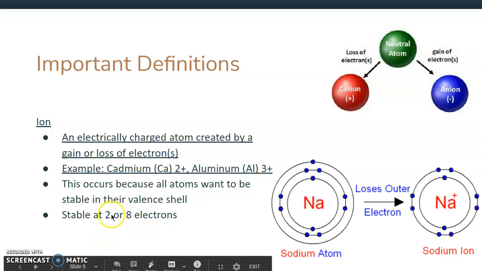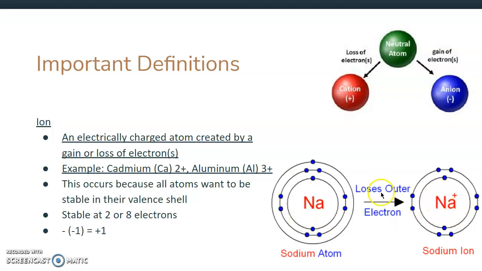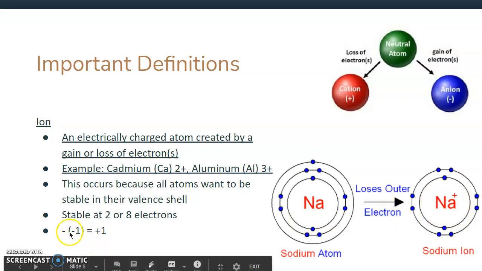The only time we're stable at 2 electrons is our first shell on our periodic table, our first shell in our atom. And then we become more positive as we lose electrons, just like in math. So if we subtract a negative number, it's like adding 1.